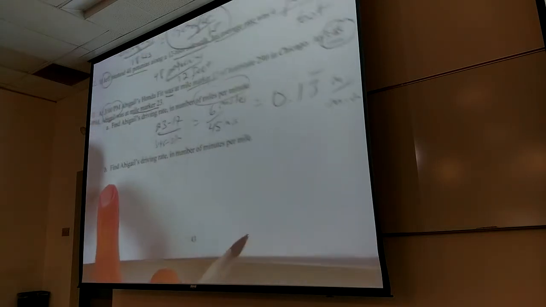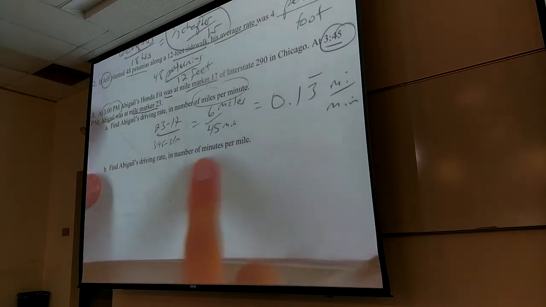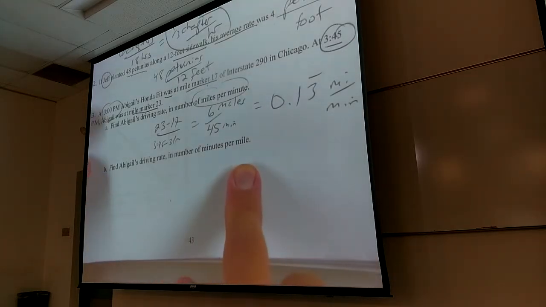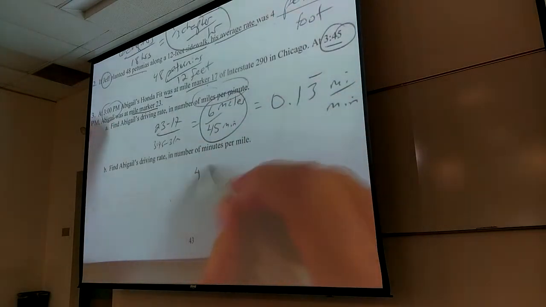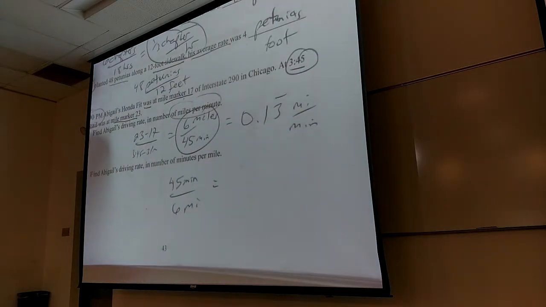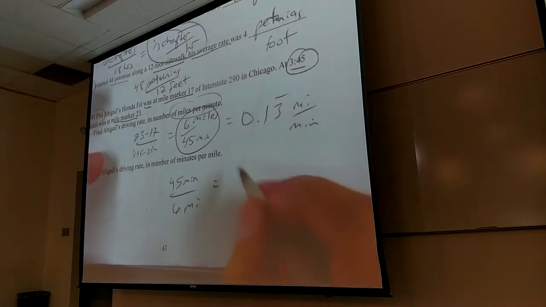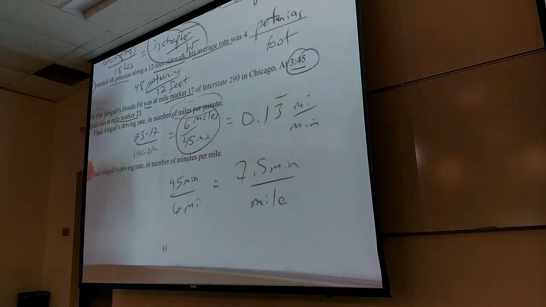Now, part B shouldn't take anywhere near as much work. What do you do to get part B? I want minutes per mile now instead. Yeah, I take this guy and flip it. 45 minutes per 6 miles. And what's 45 divided by 6? 7.5. 7.5 minutes per mile. That's slow for a runner.